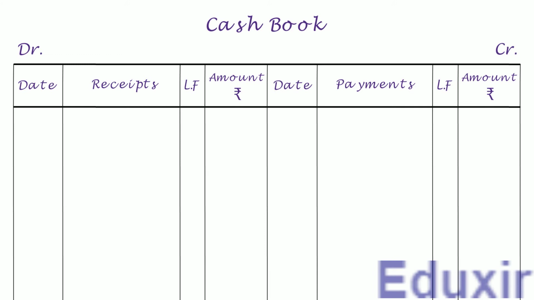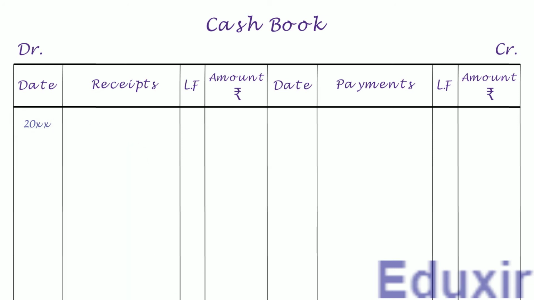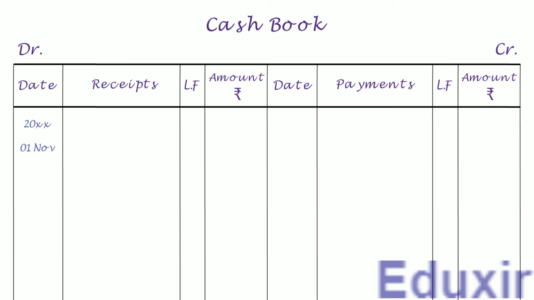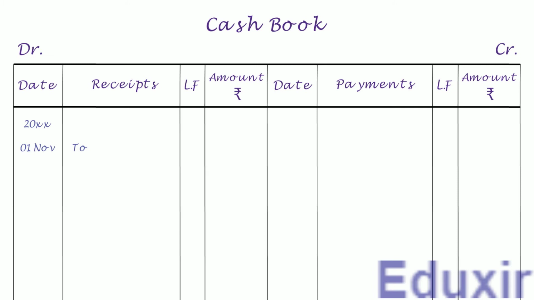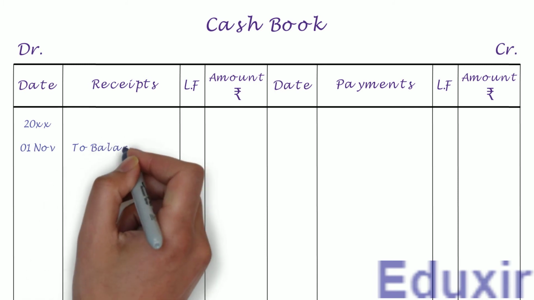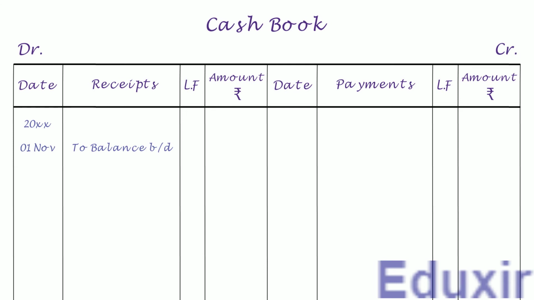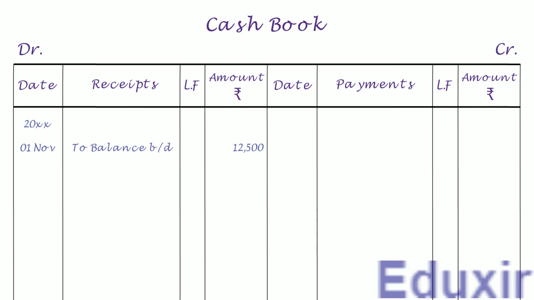Now on the debit side, let us first write the year. Let us now record the date. The entries in the receipts column start with 2. Let us also record balance brought down, as this is the cash brought down from the previous month. Let us now record the debit amount of 12,500 rupees into the debit amount column. That completes the recording of this transaction in the cash book. Let us now take up the next transaction.